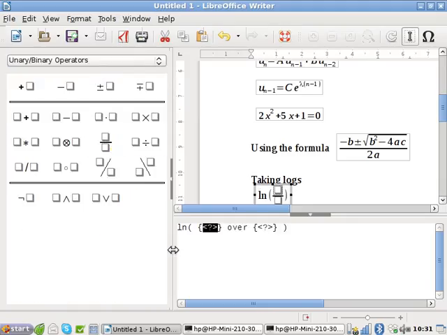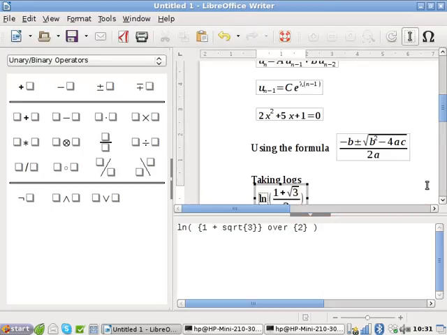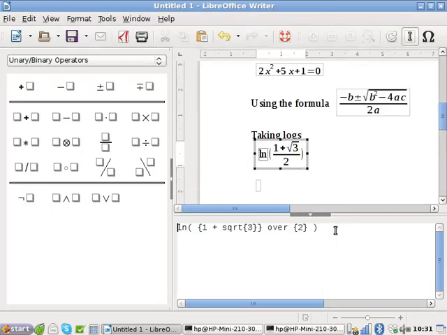And then what was on the top? Something like 1 plus square root 3, we'll say. 1 plus, now do you remember the quick way to get square root? It's just SQRT, wasn't it? Square root 3, and then we'll say over, I don't know, 2. Okay, let me just go back to that so you can see what I typed. So it might look something like that. Okay, try to type the same thing then.